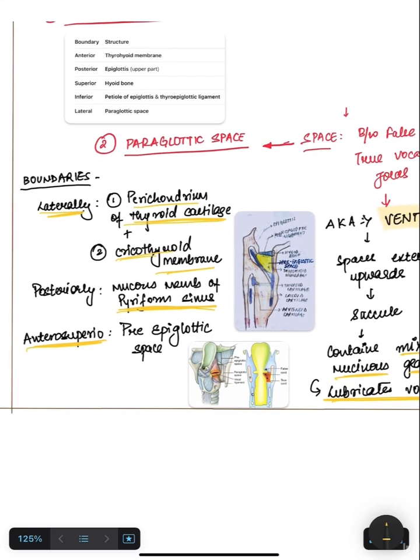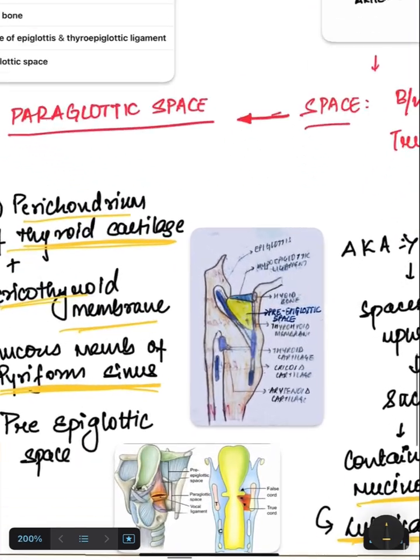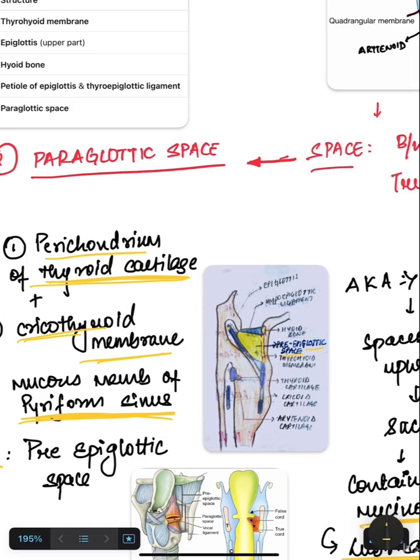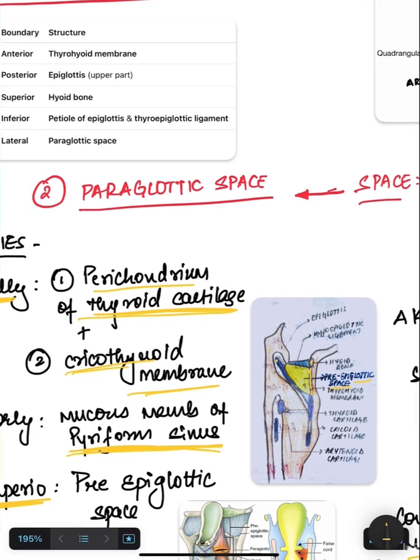Now we'll talk about the pre-epiglottic space. Okay, now this is the hyoid bone and this is the epiglottis. Okay, and this is the thyrohyoid membrane. Now this yellowish area which I have shaded, that is nothing but the pre-epiglottic space. Now you can correlate with the boundaries.